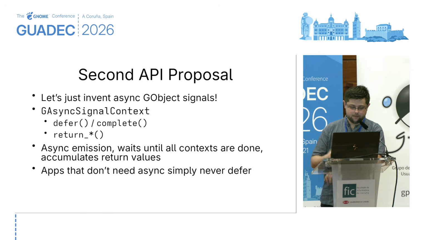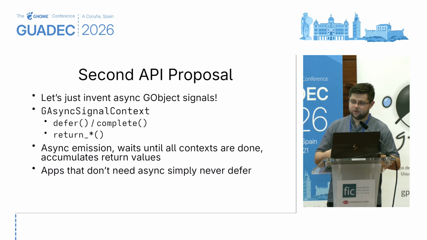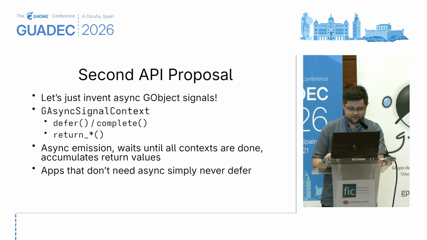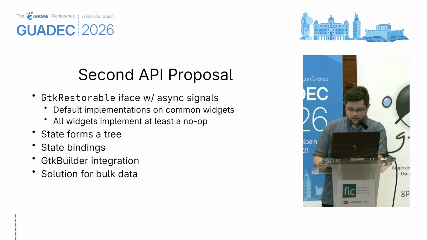And then the emit function for that signal would be asynchronous. And then all those return values would go through an accumulator. It's a GLib signal, but asynchronous. And if you don't need asynchronous work, then you would just simply never defer that context, and now you have just a normal synchronous signal. And then we also went through and fixed a lot of the other limitations of the first API.